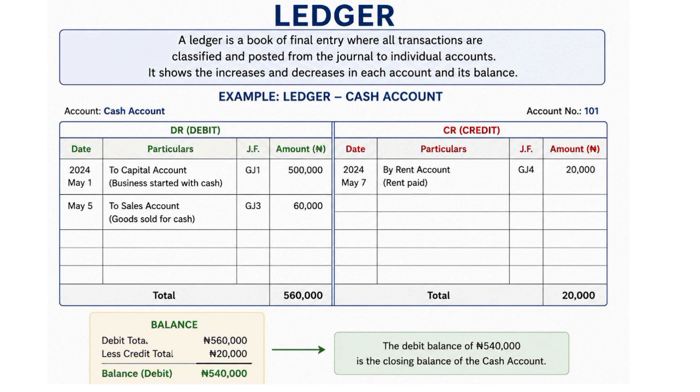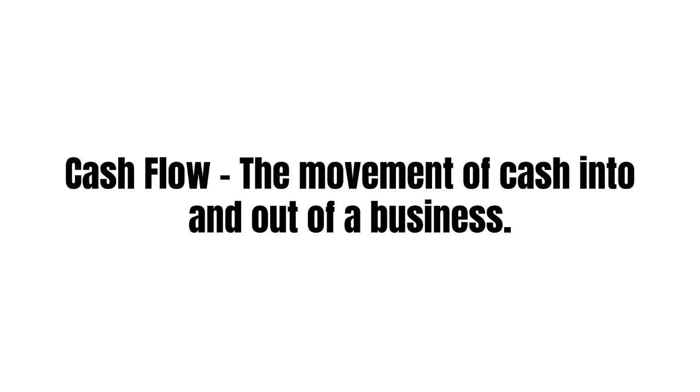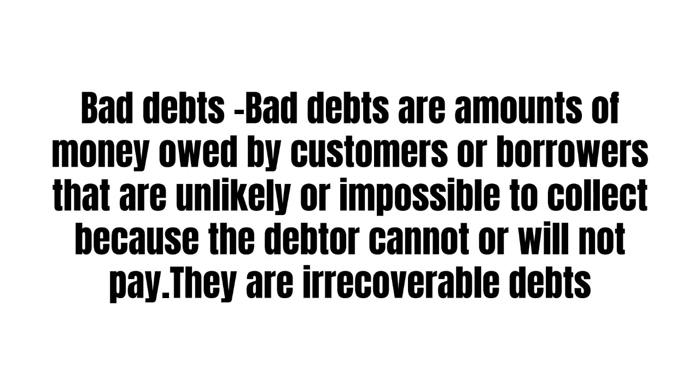Then the next thing we'll be looking at is cash flow. Cash flow has to do with the movement of cash into and out of the business. That is, cash flow has to do with the way money moves in and out of the business. Then the next thing we are going to be looking at is bad debt.